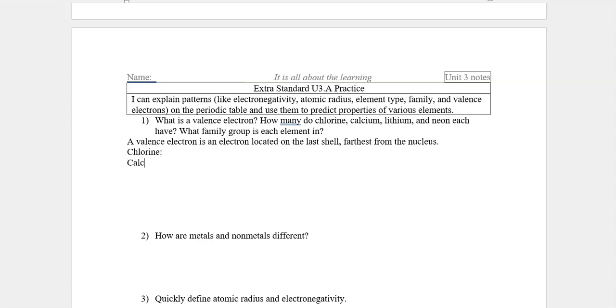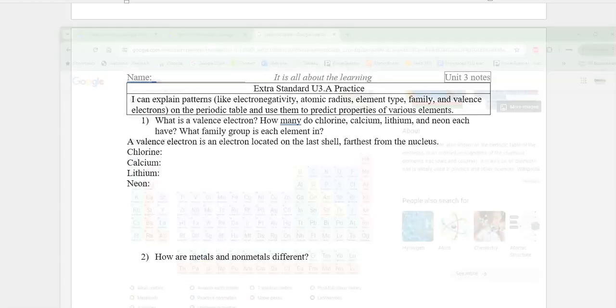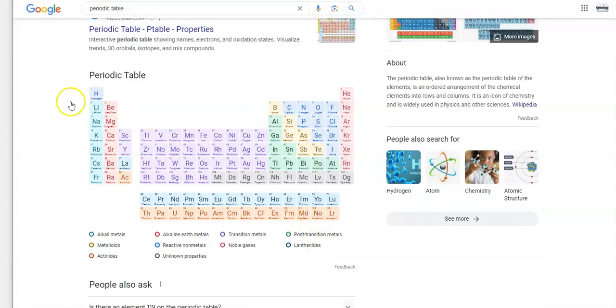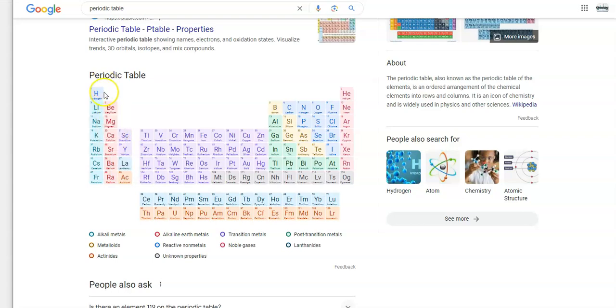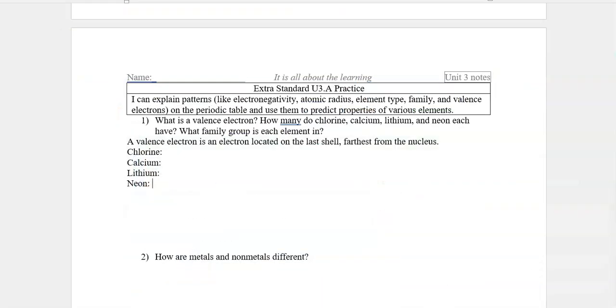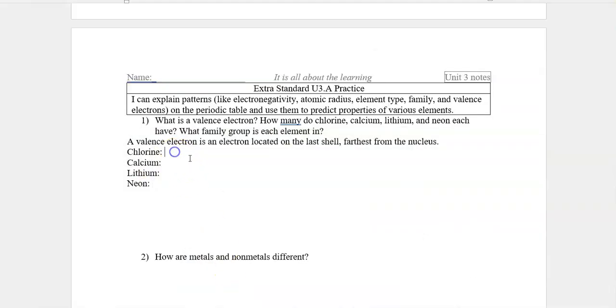Let's get this set up. Chlorine, calcium, lithium, neon. Chlorine is right here, so it would have 7 valence electrons: 1, 2, skip, 3, 4, 5, 6, 7. Calcium is right here, so 1, 2, it only has 2 valence electrons. Lithium only has 1 valence electron, it's in that first group. And neon is all the way over here, so 1, 2, skip, 3, 4, 5, 6, 7, 8 valence electrons. So chlorine, 7, 2, 1, 8.